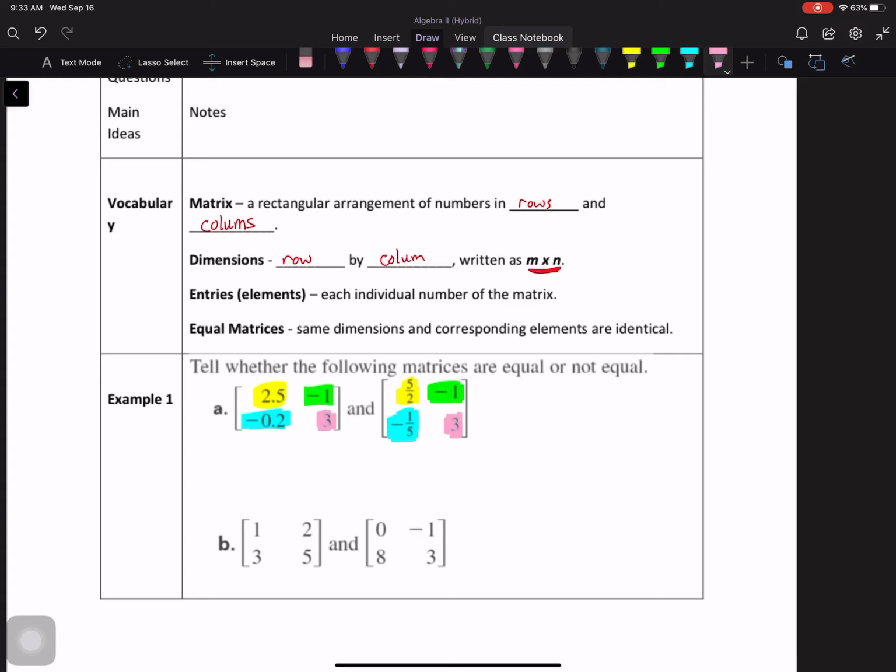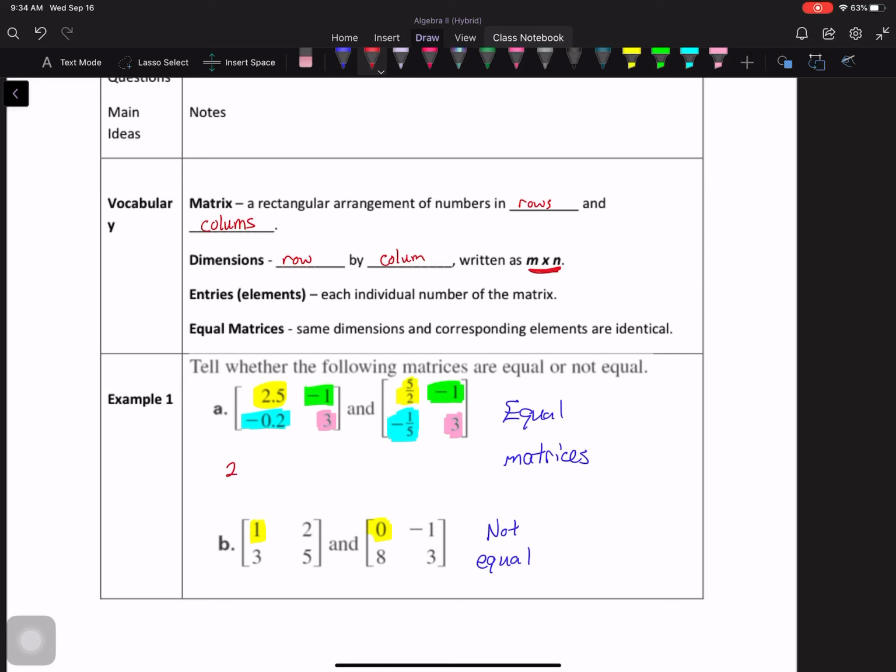Those are equal. So these are equal matrices, because the corresponding parts are the exact same. So second example, top left is 1 over here, top left is 0 over here. I can stop right there because they are not the same number. These are not equal.